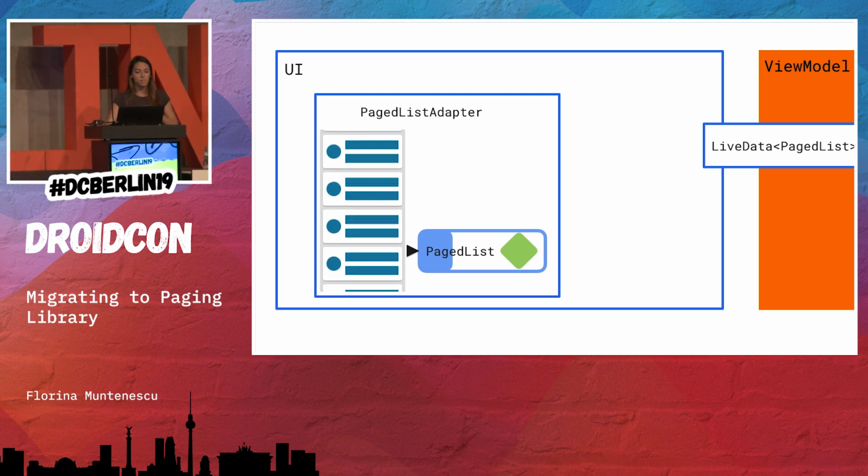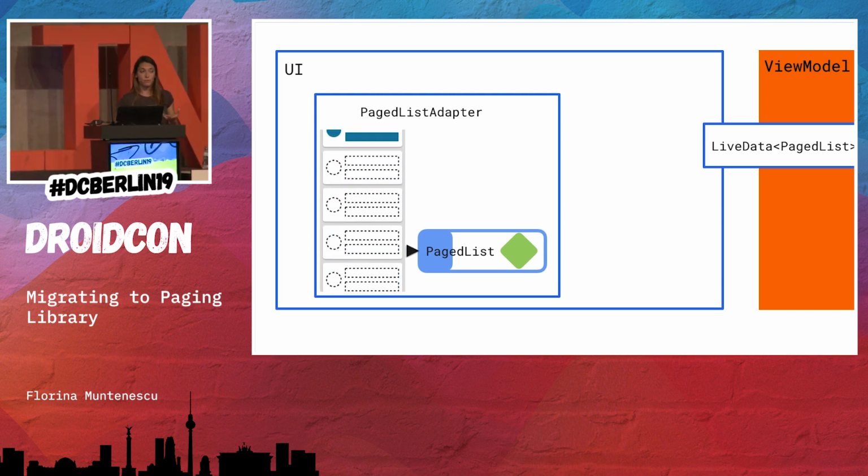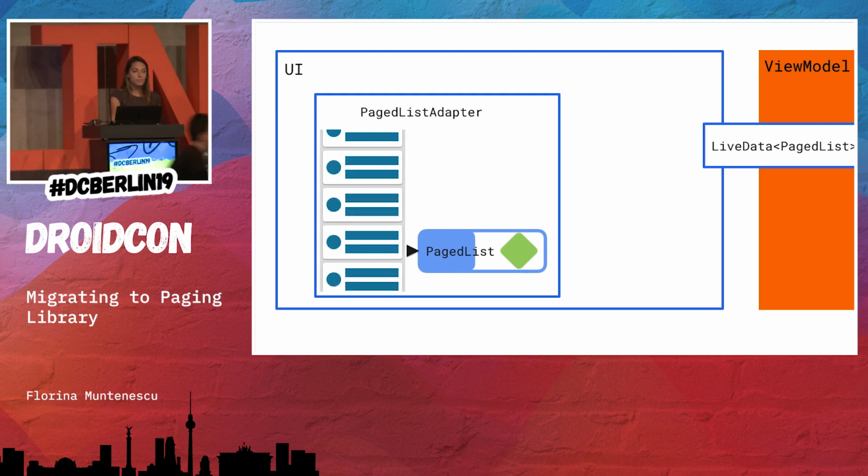We display them. But now we scrolled, and we got to the items that were not loaded. So because the PagedList has a reference to the data source, the PagedList is just telling the data source, hey, I'm out of items. Load me the next page. And the next page is going to be loaded and displayed.